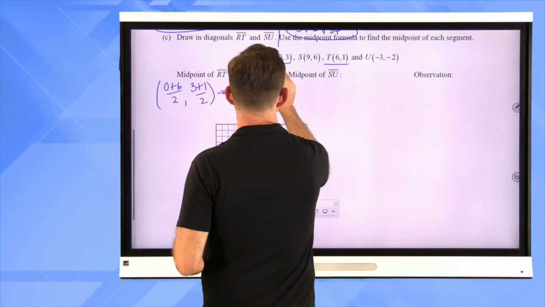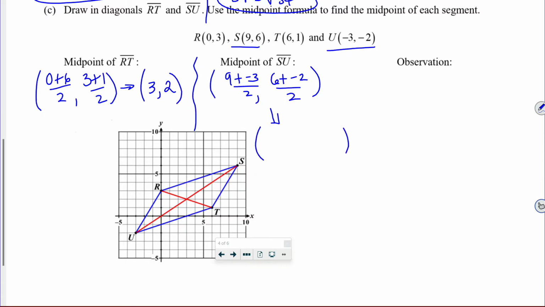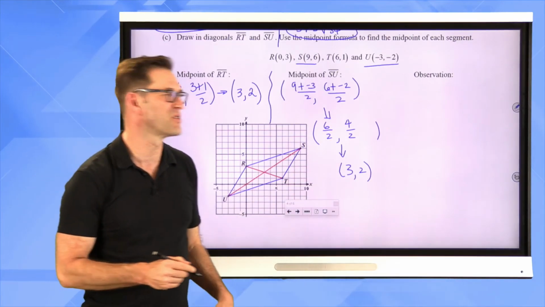All right, so for SU, right, we're going to have (9 plus negative 3) divided by 2, and (6 plus negative 2) divided by 2. Let me erase these just to highlight which ones we're working with now, S and U, right? Let me take this a step further. 9 plus negative 3 is 6 divided by 2. 6 plus negative 2 is 4 divided by 2. And that now is (3, 2). Well, I'll be. So what is the obvious observation?